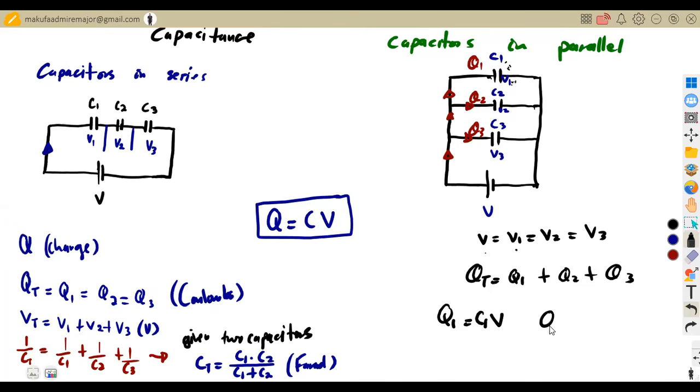The same thing is going to happen to charge 2: the capacitance there times the voltage, which for the parallel combination is the same. The same with Q3. If we multiply the capacitance and the voltage, you obtain Q1, Q2, Q3. So that's the product that you're going to have.